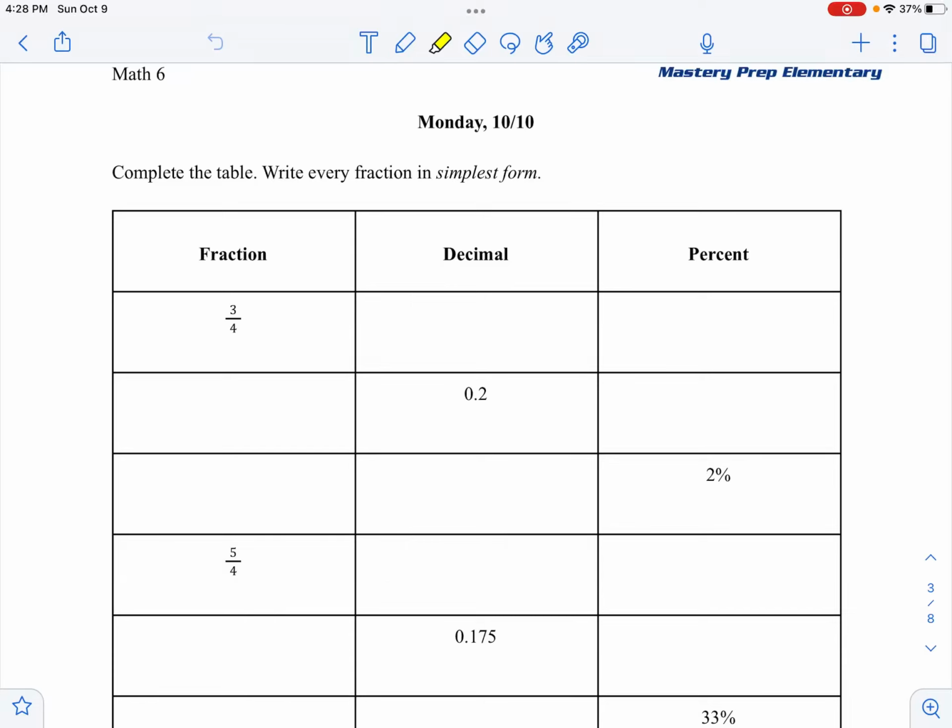This video covers homework for Monday, October 10th, Spelman. On Monday, you're working on a table that converts fractions, decimals, and percents. Let's go through one example of each.